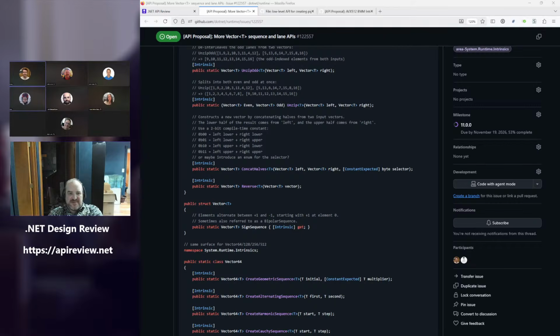I don't hate an enum. I like the enum better than passing a number 0 through 3. People who use intrinsics are used to the notion that we didn't make an enum for something esoteric, but this is pulling it out of intrinsics and putting it in something more approachable. So I really don't like the constant expected byte selector. Yeah, that's fair.